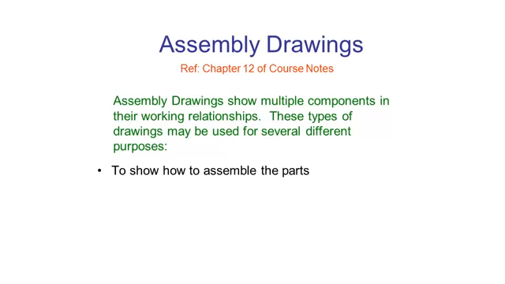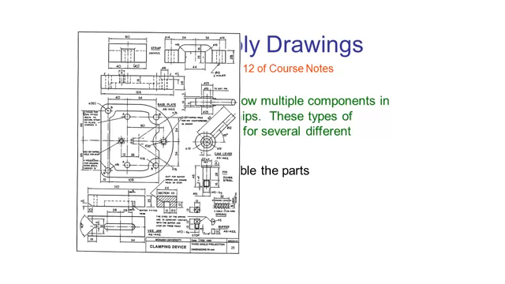So the first is to show how to assemble parts. So we've got here a sheet of drawings, and we have 6 different drawings or parts represented on this drawing, which are representing a device called a clamping device. Now if I was to give you each of these parts, how would you know how to put them together? From this drawing, it's not possible to tell how they all go together.